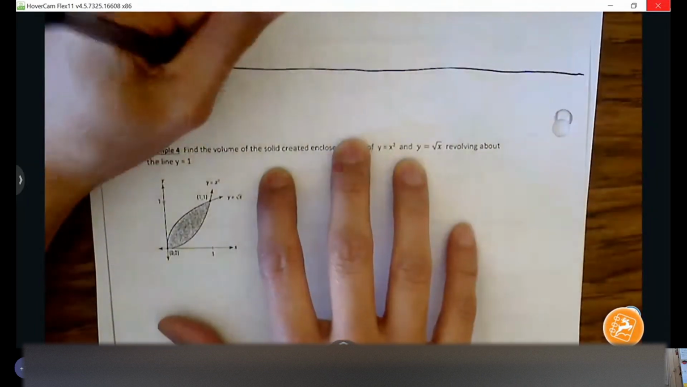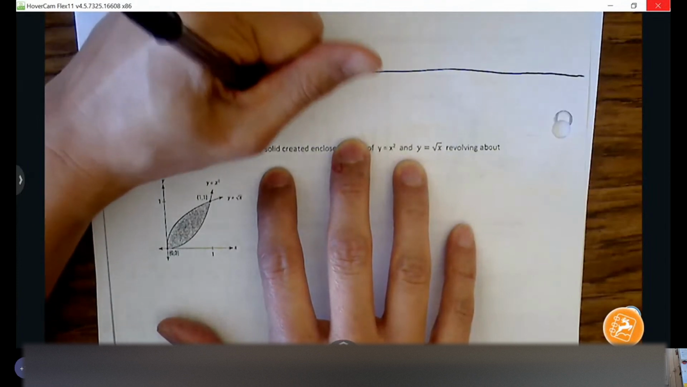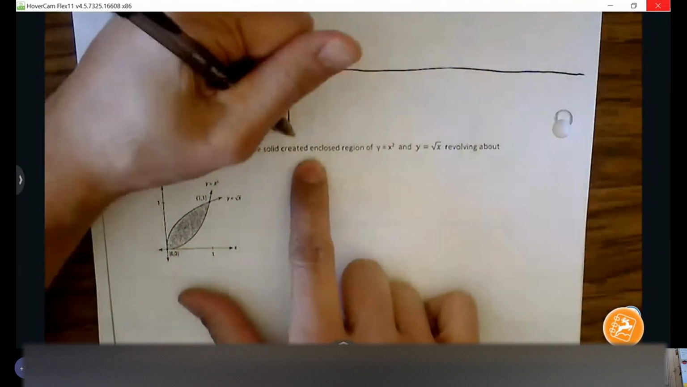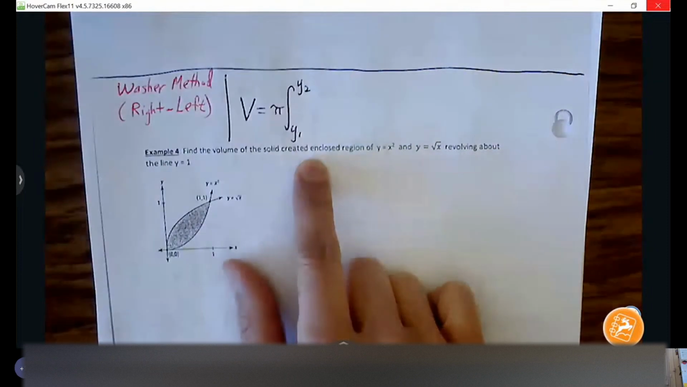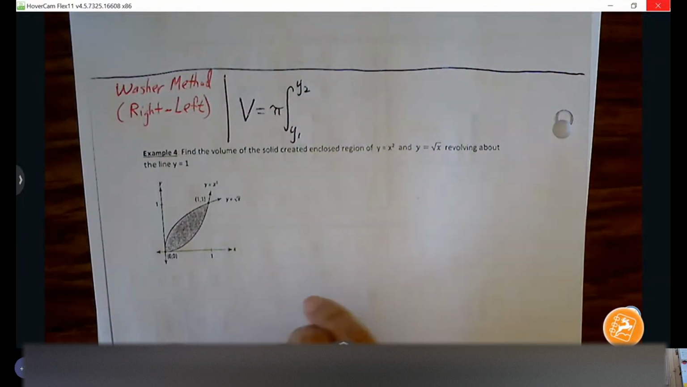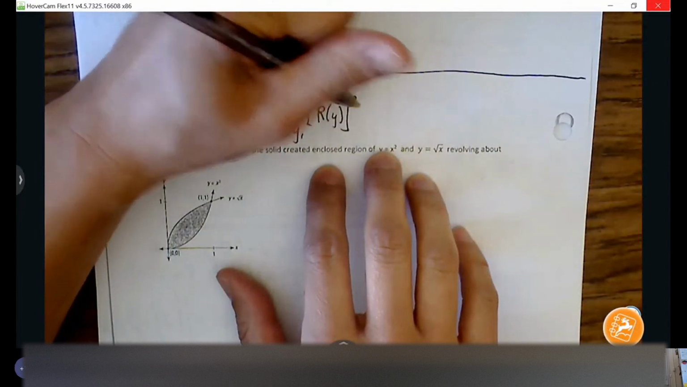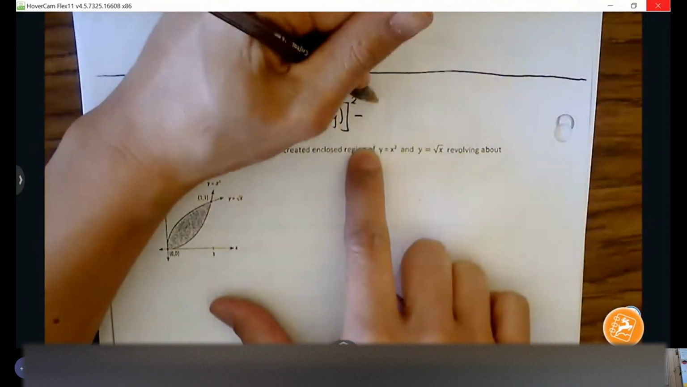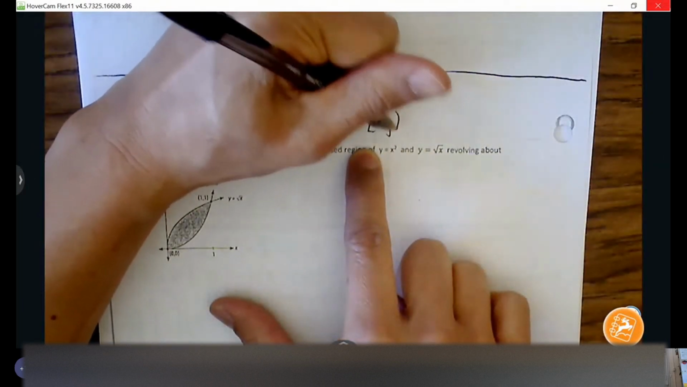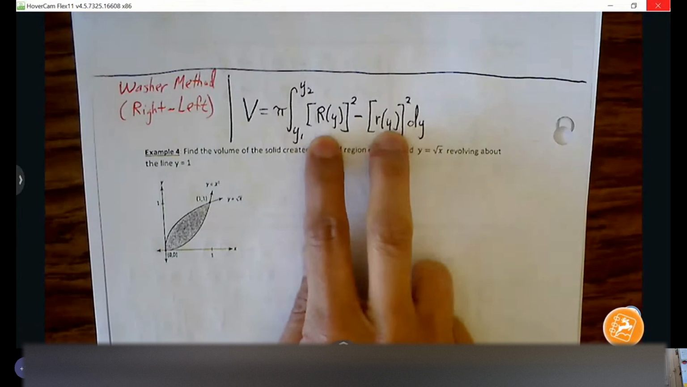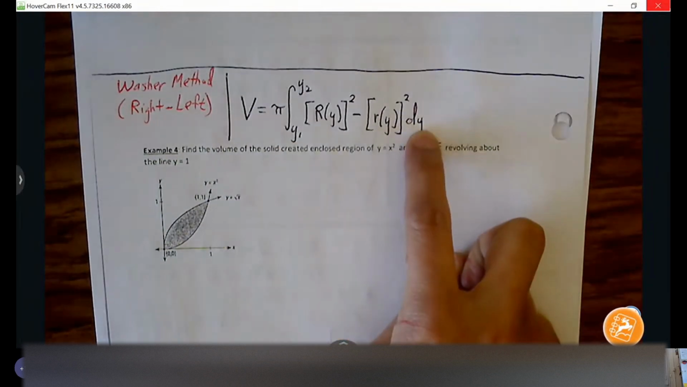Okay, volume, V equals pi definite integral. We have to make some adjustments. Instead of x1 to x2, it's now y1 to y2. So it's going to feel very familiar from what we did yesterday with right minus left for this method. So y1 to y2. Our big radius and little radius are now going to be in terms of y. So we represent that as big R of y quantity squared minus little radius, little r of y, quantity squared dy. So if you're doing right minus left, this is what I need to see on paper. Your expressions are in terms of y, your bounds are in terms of y, and you need that dy there.